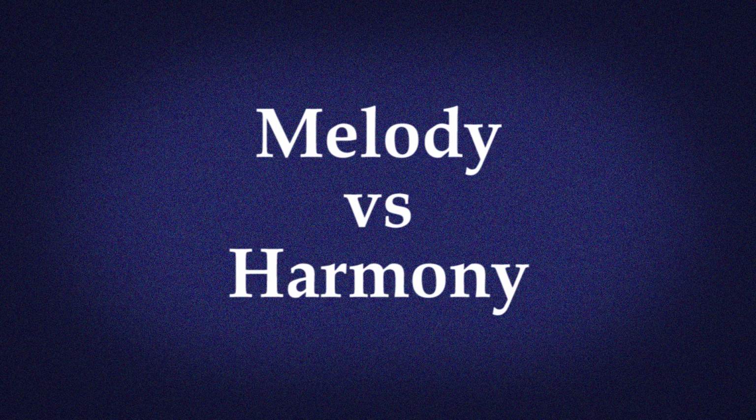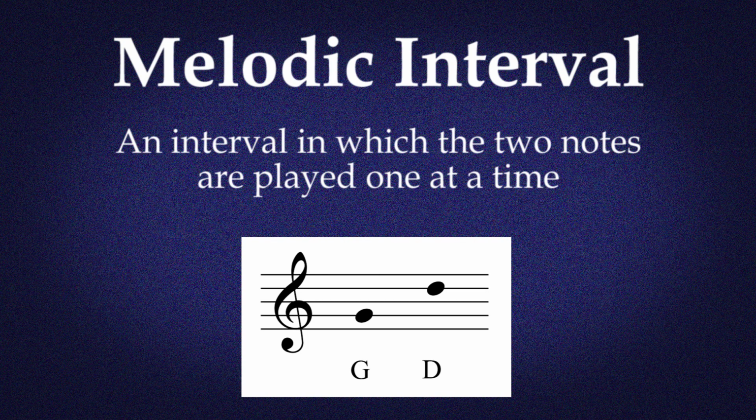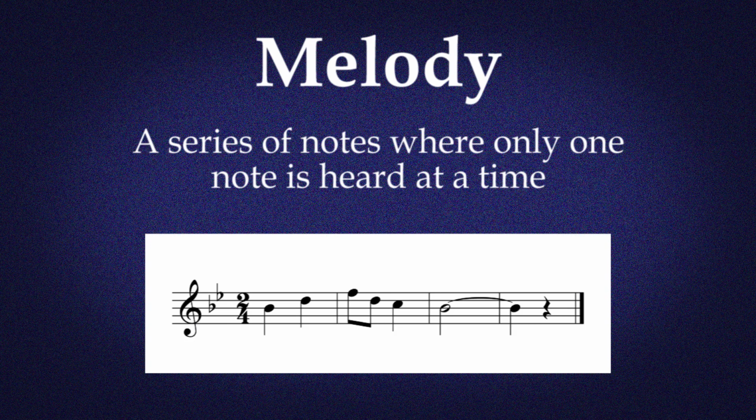First, I'd like to quickly discuss the difference between melody and harmony. These two terms are very commonly used in music, but not often defined very clearly. As they pertain to intervals, a melodic interval is one in which the two notes happen one at a time. In other words, the second note comes only after the first note has ended. So a melody is a series of notes occurring one at a time.